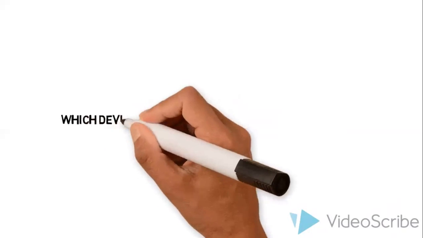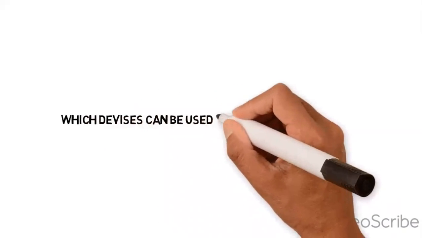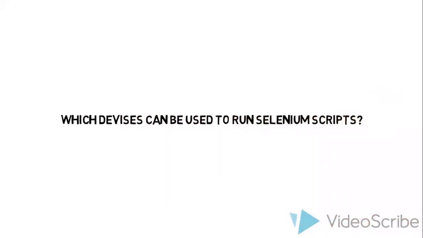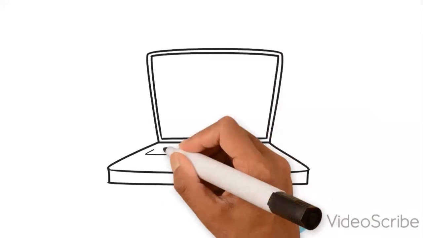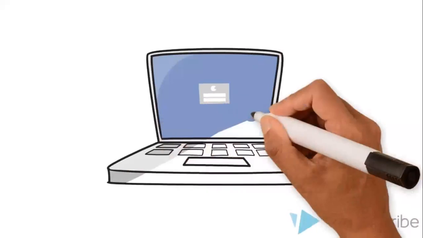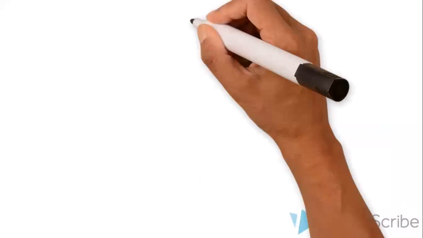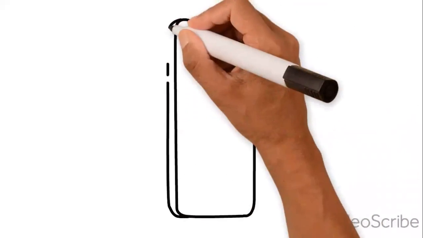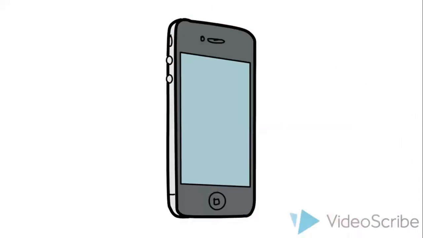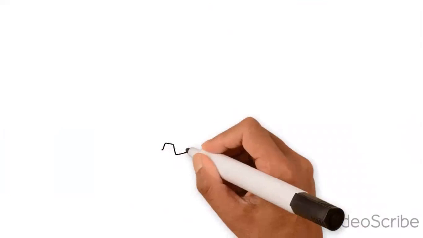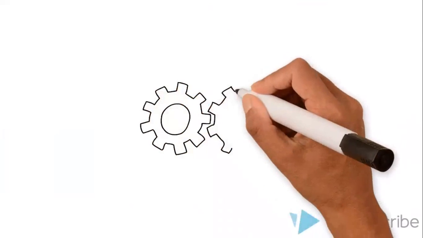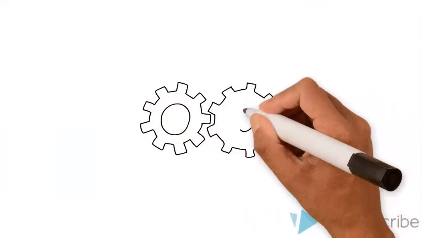Now, which are the different devices that Selenium can be used to run the scripts? This is the most important aspect of automation too. Today, as you know, people or customers are either using their laptops to access the application, or these days, gradually, people are moving away from laptops and using handheld devices, right? So Selenium supports both laptops as well as smartphones.